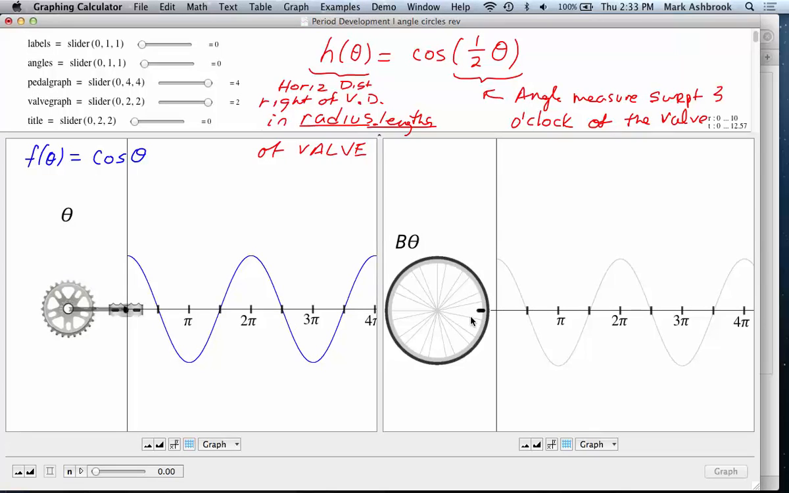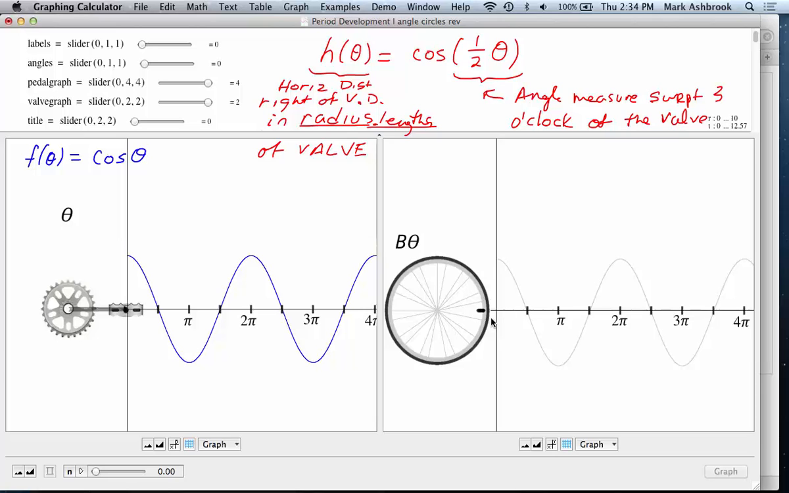Shola, what do you think? How far do I have to turn the pedal to get one full rotation of the tire valve? What's that? I got to turn the pedal four times. Is that right? Walter, what do you think? Twice.